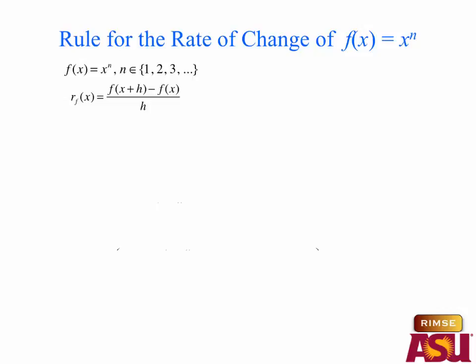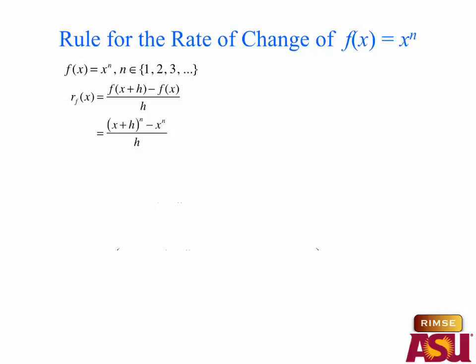So we start with our rate of change function. If you haven't memorized this yet, memorize it. This is where we're going to live. We're going to start making these rules by always starting with the rate of change function. So what is f of x plus h? That's the thing we just looked at. It's going to be x plus h to the n. And then f of x is going to be x to the n, all over h. We all could do that, right?